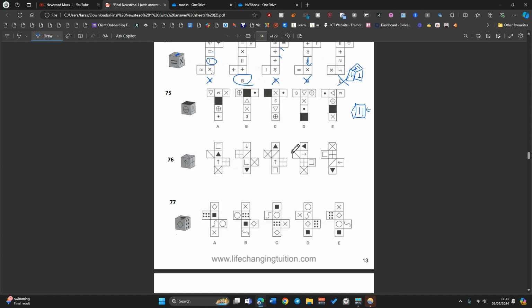Okay, question 75. Circle and a triangle. So again here we know that these two need to be next to each other, and this is very clearly not next to each other. If we continue to fold, you'll see that the triangle will actually be on top and it'll be pointing downwards towards the circle, so it can't be A.